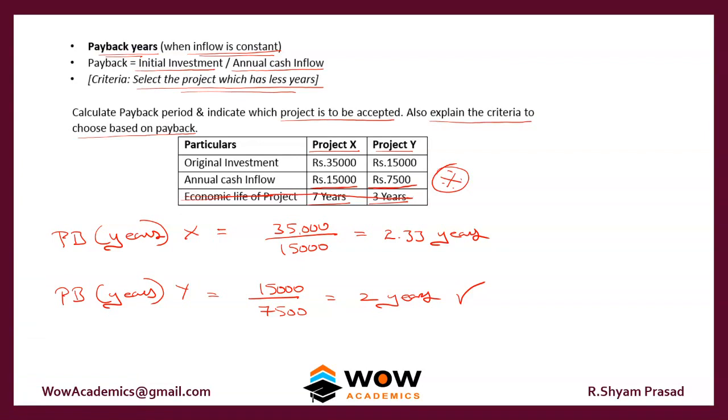So that's about it. This 2.33 years can also be found out like this. For example, 2 years and the balance 0.33, okay, refers to the month. So you can take it as 12 months. You can multiply it by 12. You will get an answer like this. 2 years and you get roughly 4 months. So this project can also be said as 2 years and 4 months of payback period.